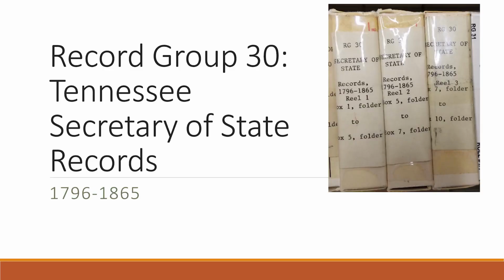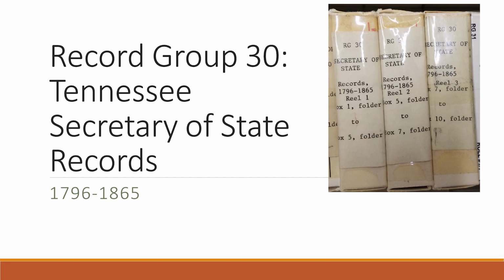Okay, so that was record group 87. That's just one of several record groups that have election records in them. So let's go look at a second, record group 30, titled Tennessee Secretary of State Records. Now the title has nothing to do with elections, right? These are just records from some Secretary of State. There are only 3 reels in this collection. You see a picture of them there.